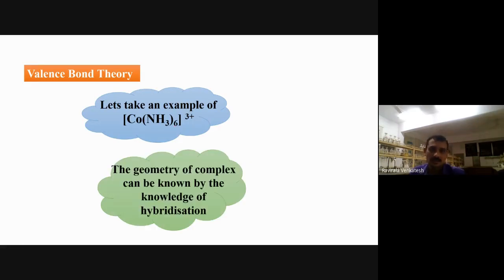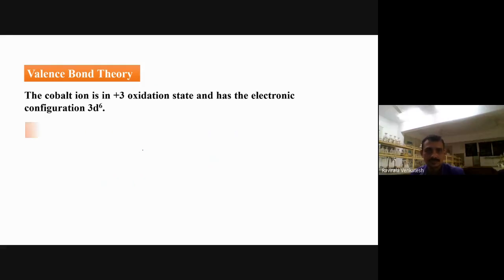Hexaamminecobalt, oxidation state is what? 3. Hexaamminecobalt, oxidation state is 3. So the geometry of this complex compound can be known by the knowledge of the hybridization only. What shape is it having? Everything we get based upon the hybridization only. 3d6. Now tell me first of all what happened.